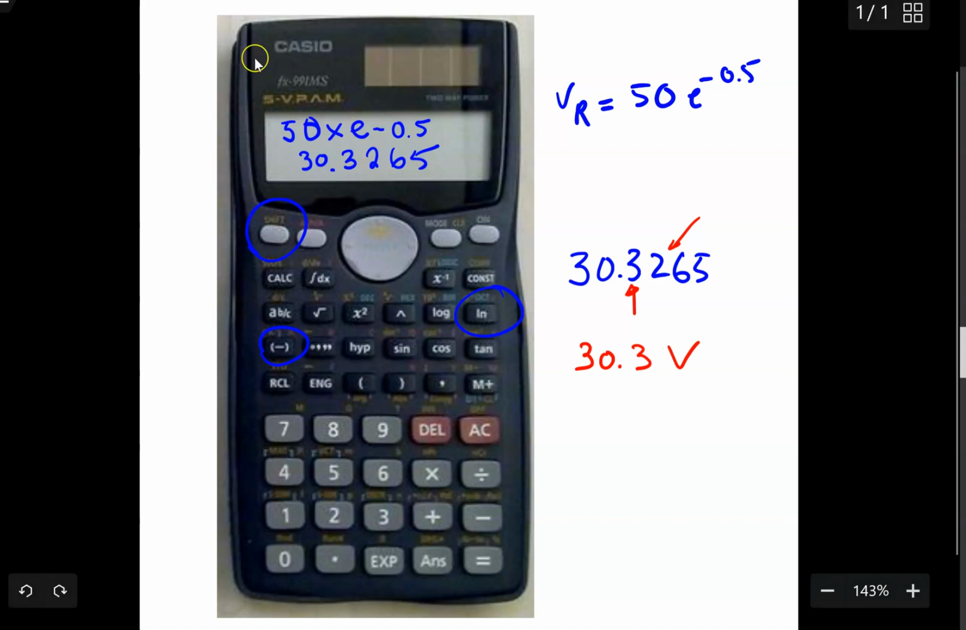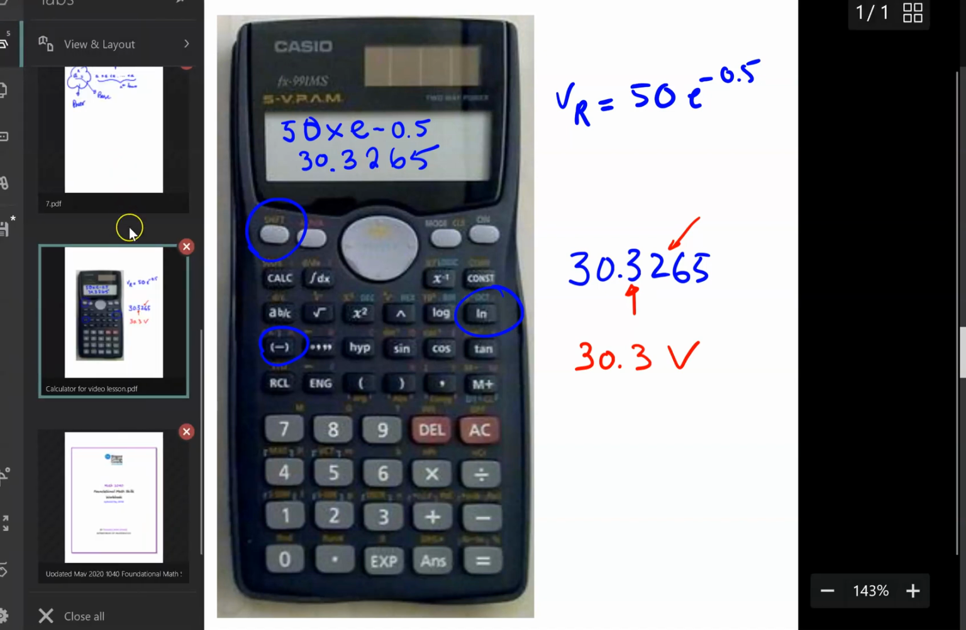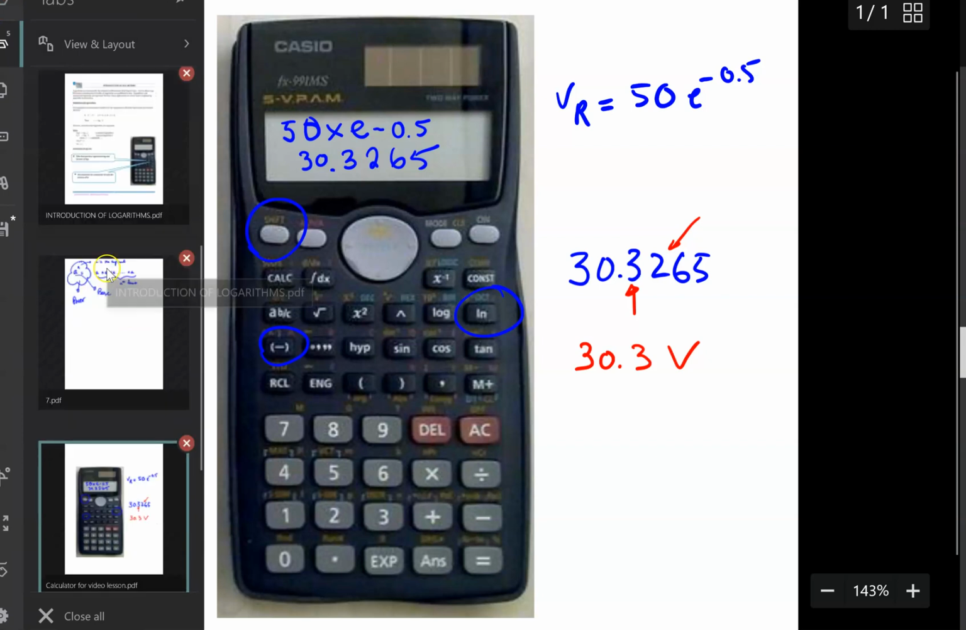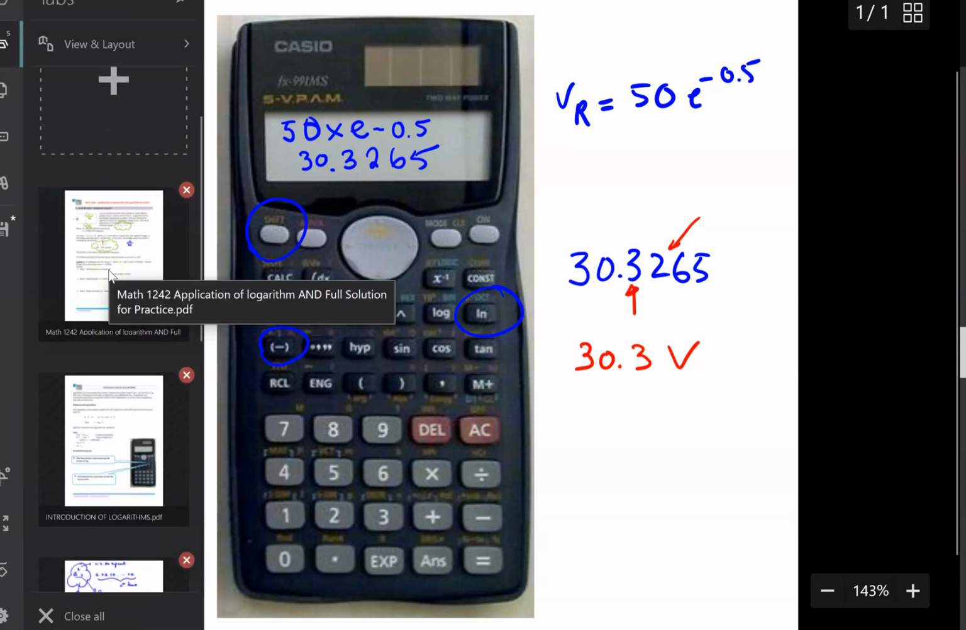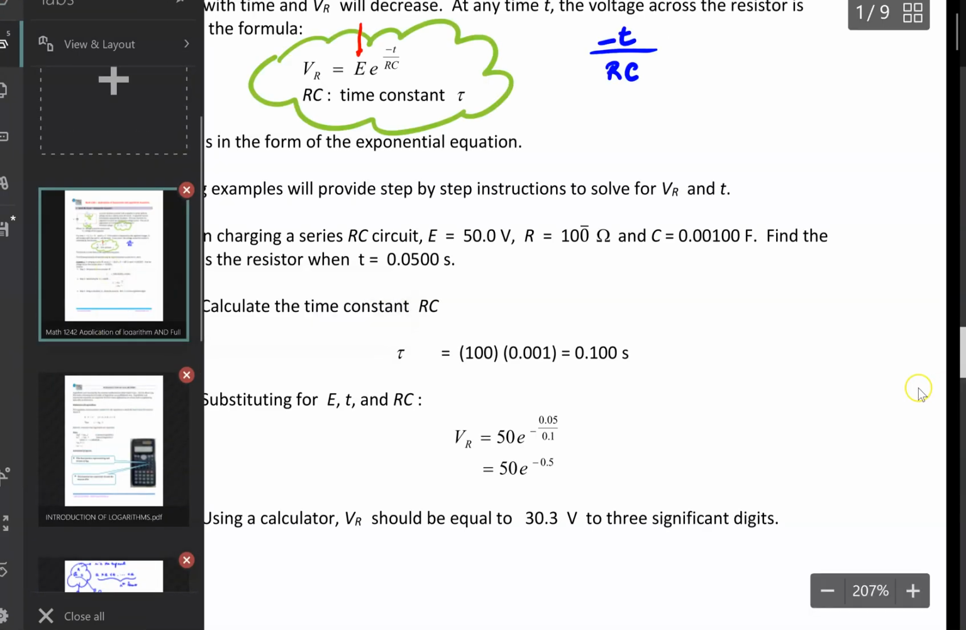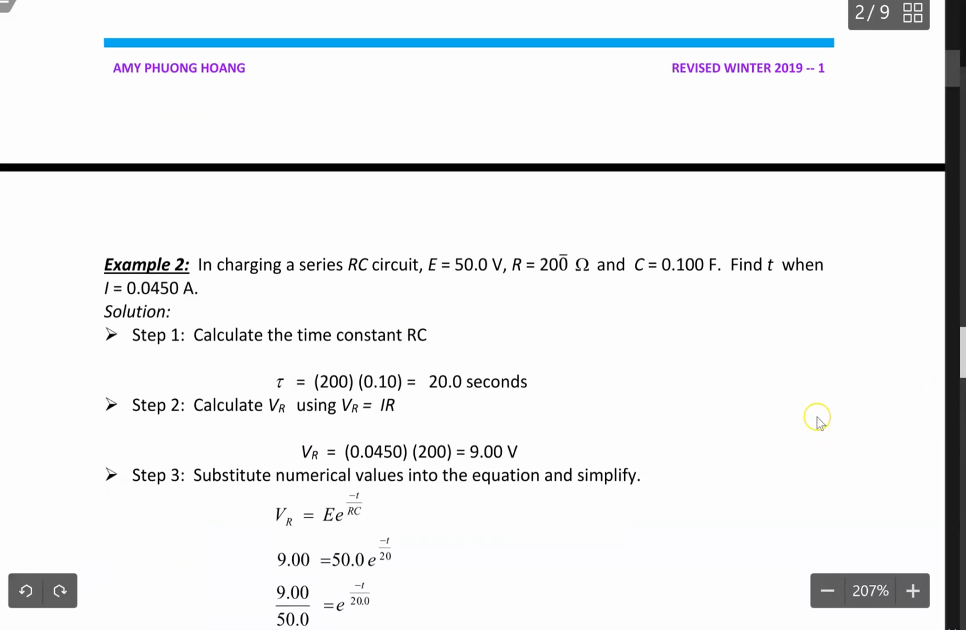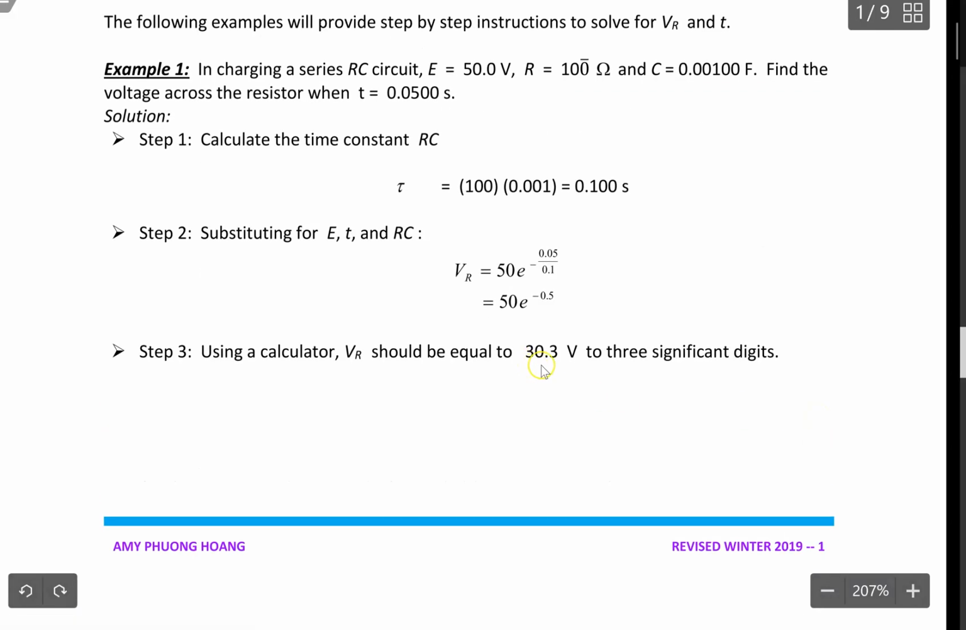So let me go back to our handout. Okay, so therefore you see right here, I have our answer as 30.3 volts in 3 significant digits.